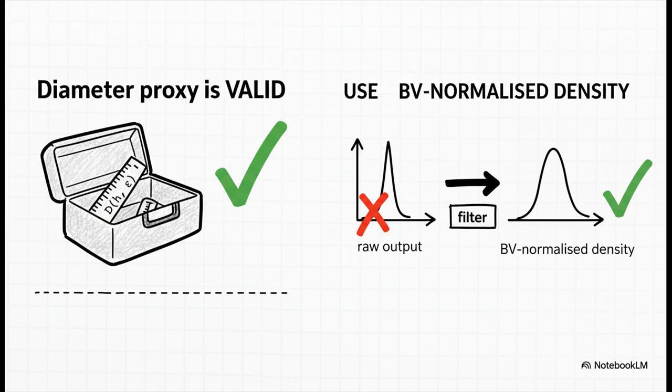Now, it's really important to say that this doesn't just throw out all the previous work. The diameter proxy from paper 42, that d of h, epsilon, is still a useful relative diagnostic because it does vary meaningfully. But what this finding makes crystal clear is that any future work on oscillation bounds has to be tested on a properly BV normalized density, not just the raw output from the power iteration.